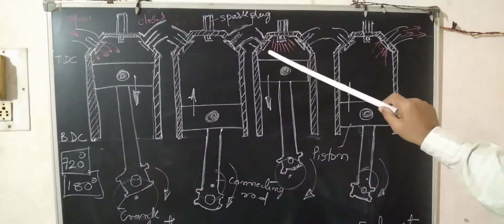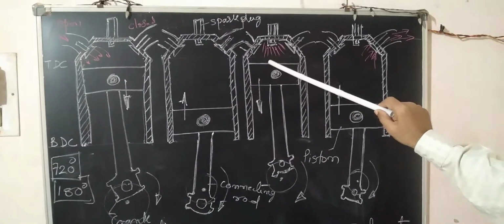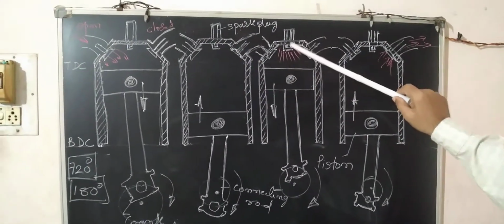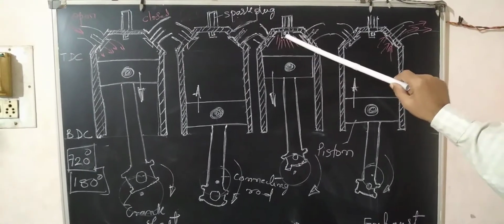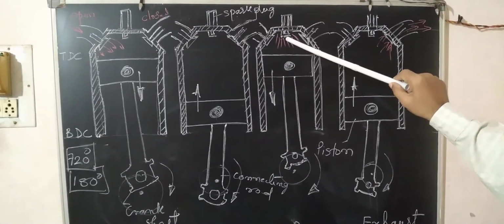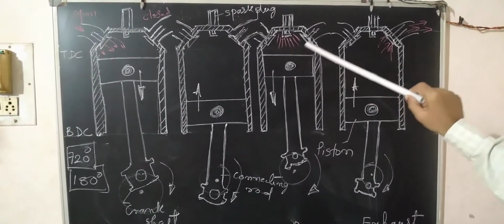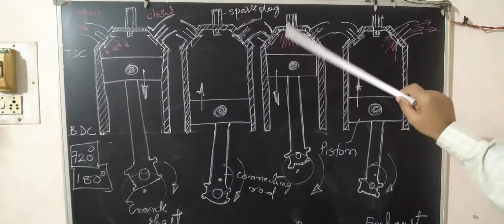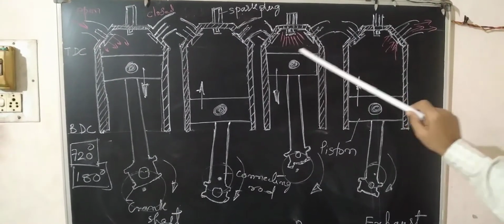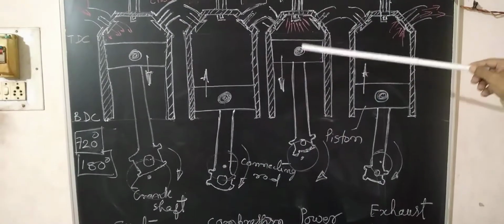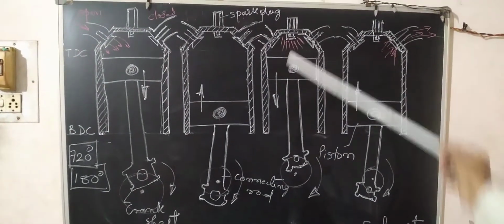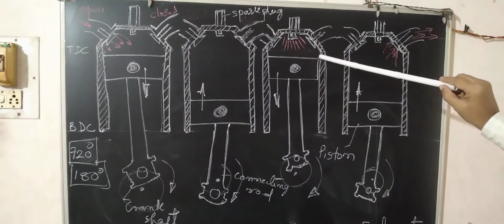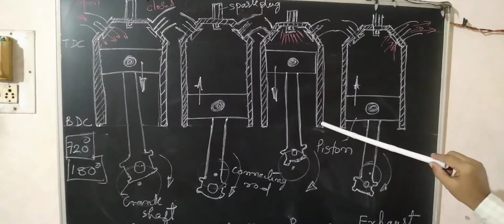The third stroke begins when the piston reaches TDC, top dead center. Very near to the TDC, the spark plug gives the spark. The petrol air fuel mixture is ignited by an external spark. When the fuel is ignited, heat is released, so an enormous amount of force is exerted on the piston. The piston moves from top dead center, TDC, to BDC.